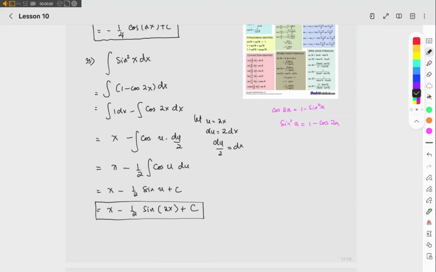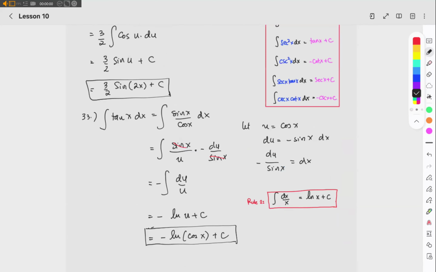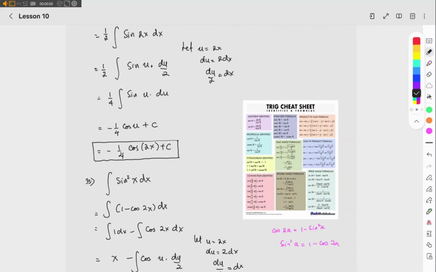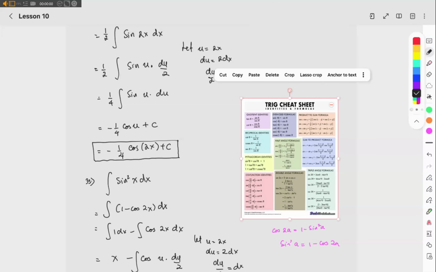So it's just a matter of all of these tools you already have at your disposal. Everything here you already learned about, correct? You already learned about trigonometric identities in pre-calculus.